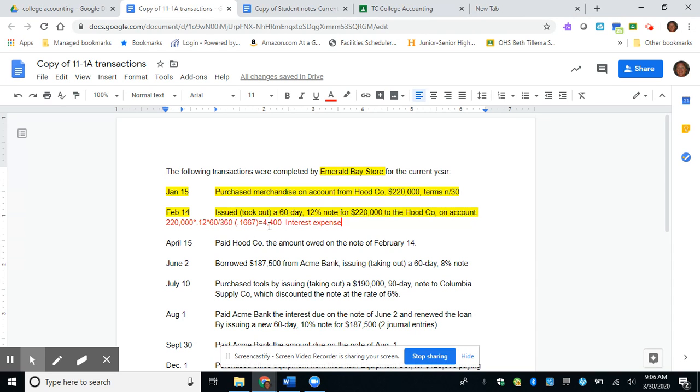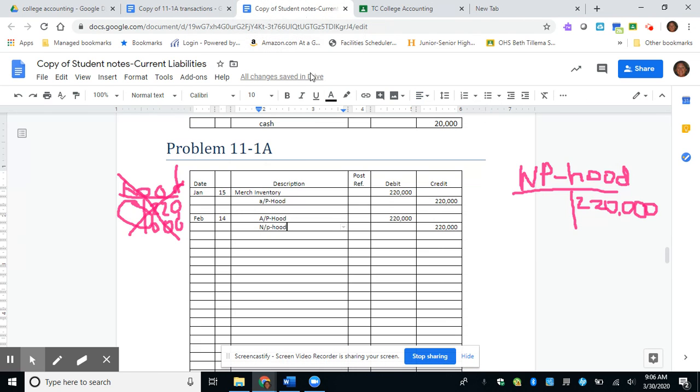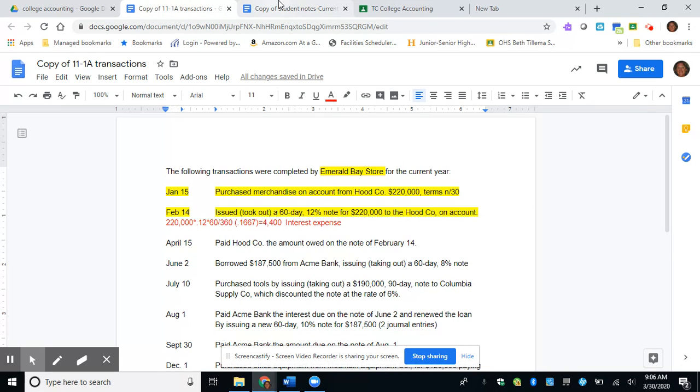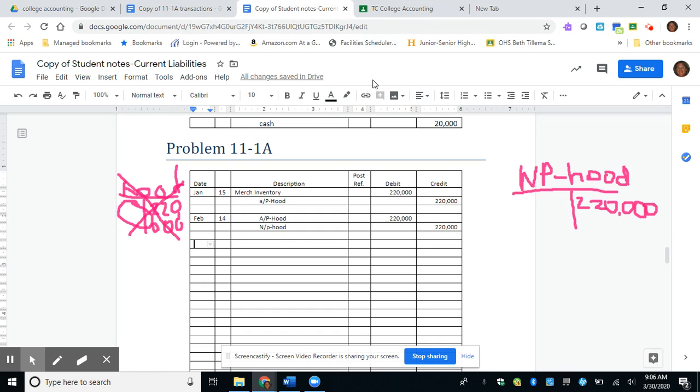So I know that in addition to paying the face value of the note, I have to pay $4,400 in the interest expense. So I'm going to go down here. The date is April 15th. And the first thing I have to do is I have to get rid of this note payable. So in order to get rid of this note payable, I have to debit my notes payable. So to get rid of this note payable to Hood, it's going to be a debit of $220.